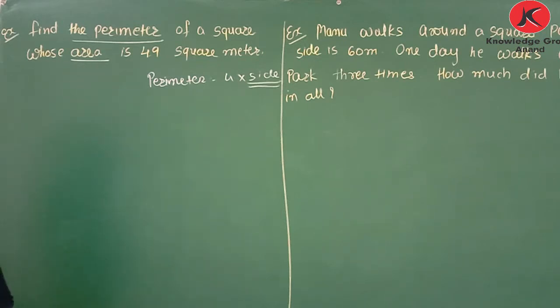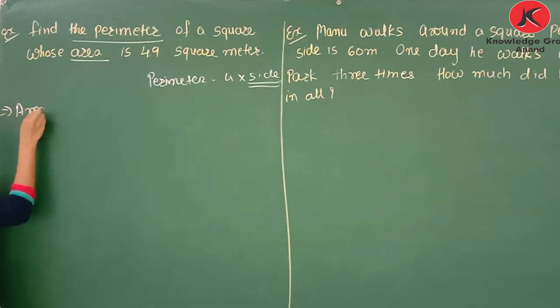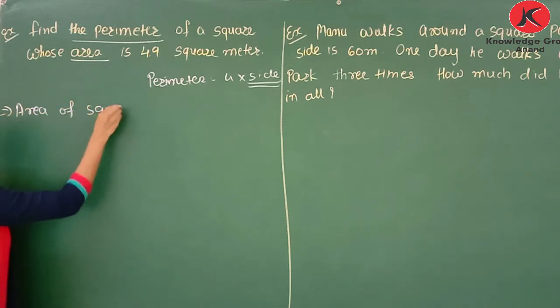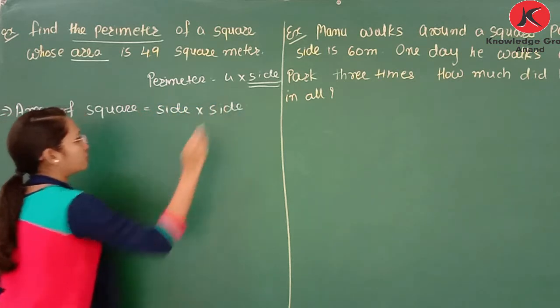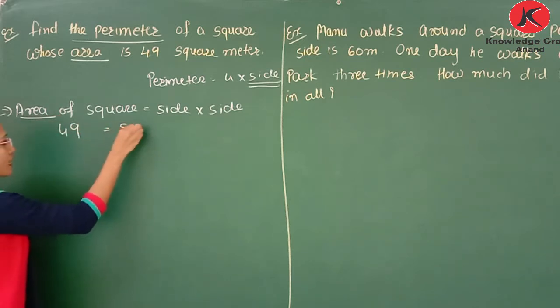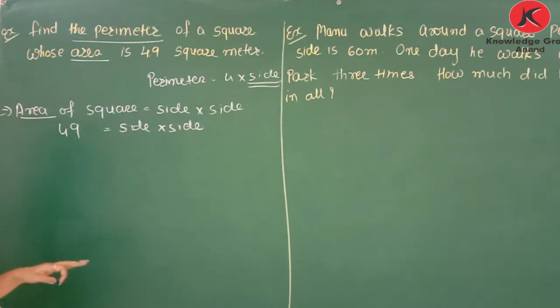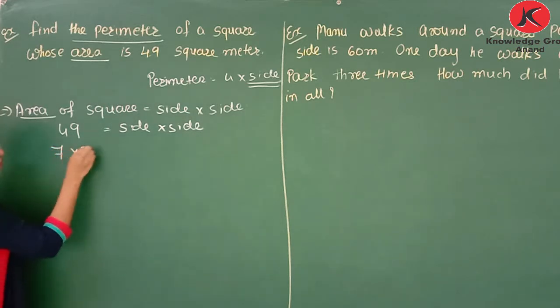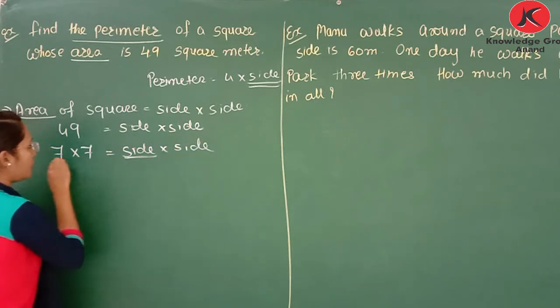Area of square is given, so from the area you can find the side. So here you can start. Area of square, what is the equation? Side multiply side. Here the area is given, so you can write 49 is equal to side multiply side. Now 49 needs to be represented as a multiplication of the same number. 7 7s are 49, so we can write 7 multiply 7 is equal to side multiply side. So side will be 7 meter.